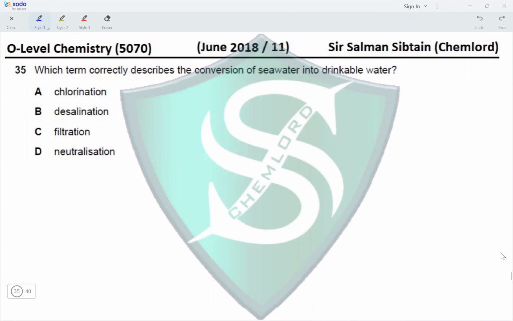Question 35. Which term correctly describes the conversion of seawater into drinkable water? Chlorination, desalination, filtration, and neutralization. In order to convert it into drinkable water, we need to remove the salts from it because the salts will not allow us to drink seawater. So, removal of salt is the process known as desalination, making option B the correct option for this question.